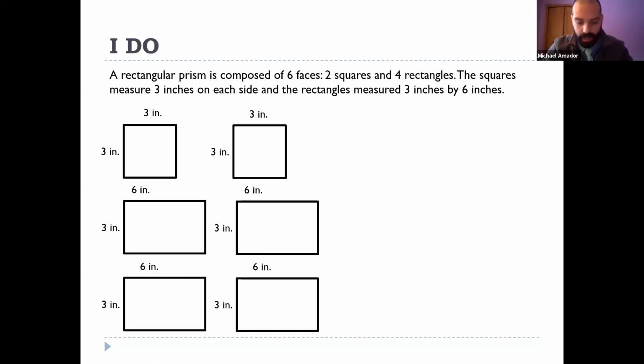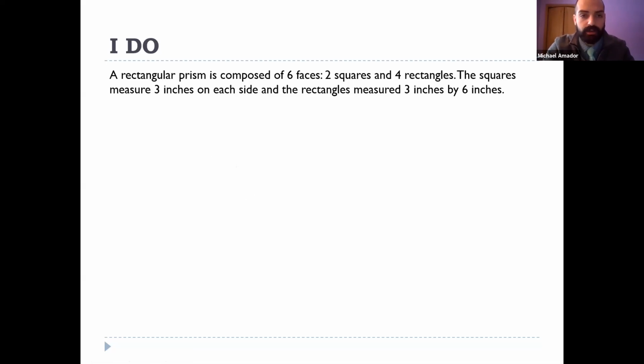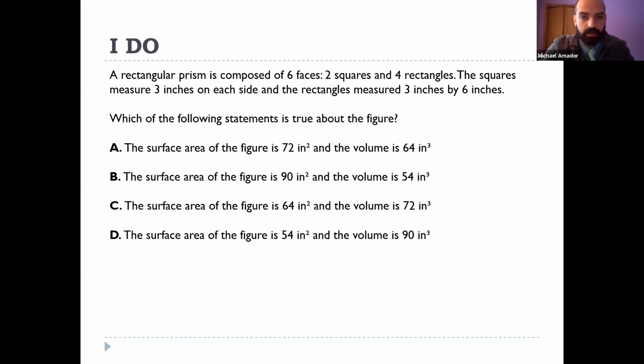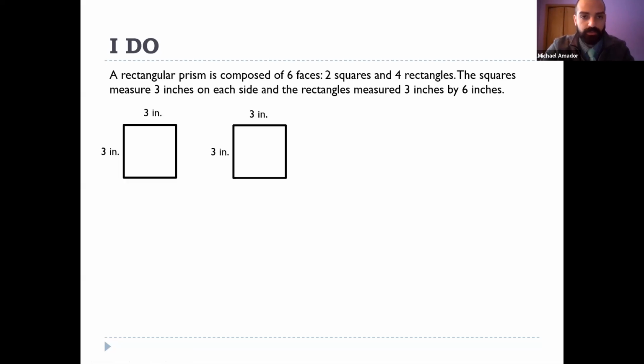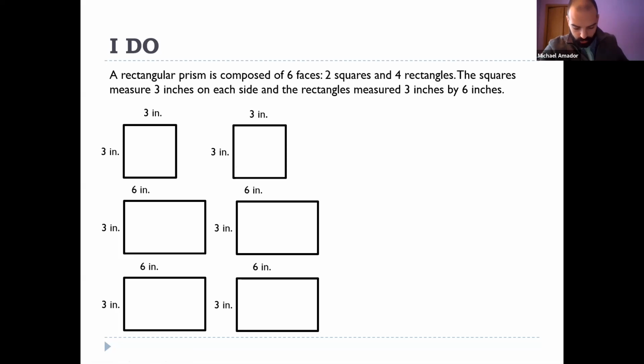The 2 things that I need to do are find the surface area and find the volume. So to find the surface area, what will I have to do? So Nova, you have a hand up. What will we do to find the surface area now that we know all the faces?